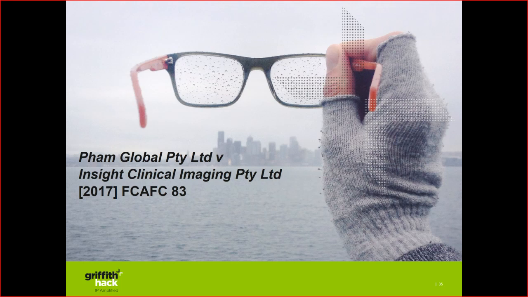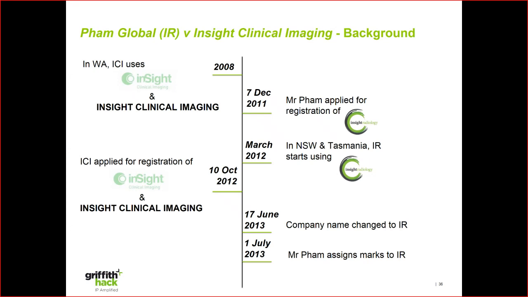So this Pham Global case happened a little while ago, so I'm hoping that some of you are familiar with the facts. This case involved a clinic in Western Australia called Insight Clinical Imaging. They were using their mark since 2008. On the other side of Australia, in New South Wales, Mr. Pham applied for registration of a trademark for Insight Radiology, very similar. So he was smart. He did apply first, and then subsequently, his company, Insight Radiology, started using that mark.